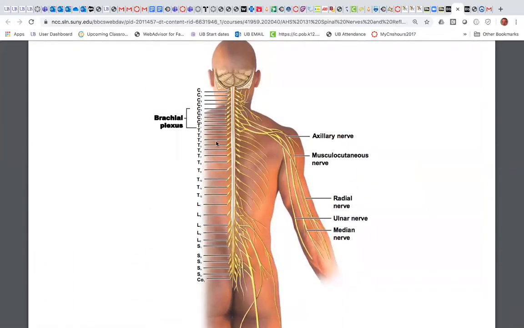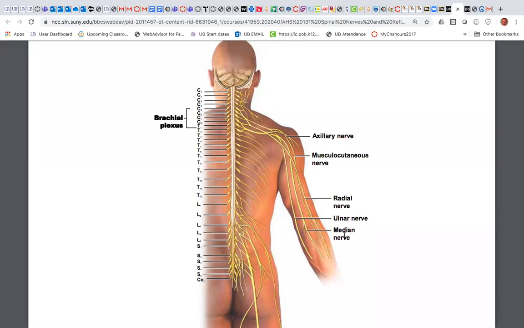Now let's look at the brachial plexus, which comes from the levels in the neck, C5 to T1, meaning C5, C6, C7, C8, and the T1 nerve root. Okay, we know there's only 7 cervical vertebrae, but there are 8 pairs of cervical nerve roots. These are the terminal branches of the brachial plexus: the axillary nerve, the musculocutaneous nerve, radial, ulnar, and median.